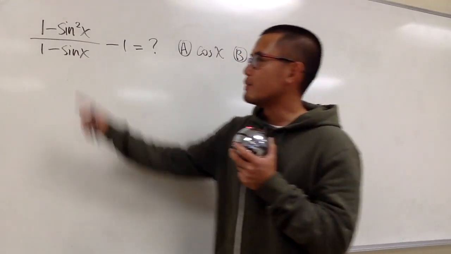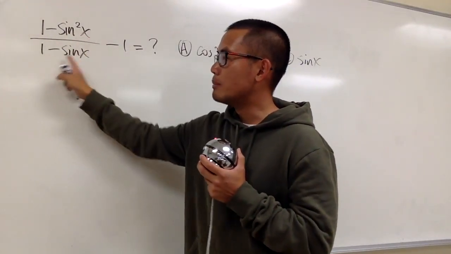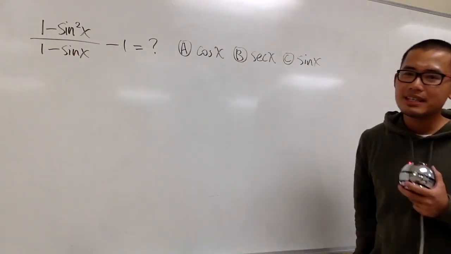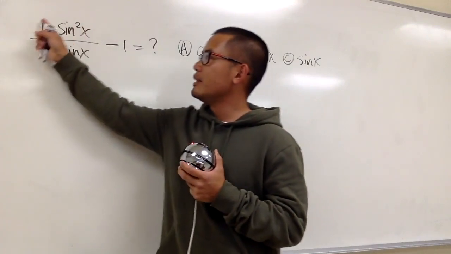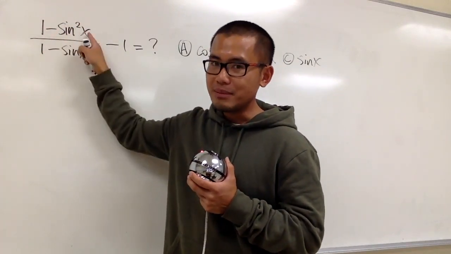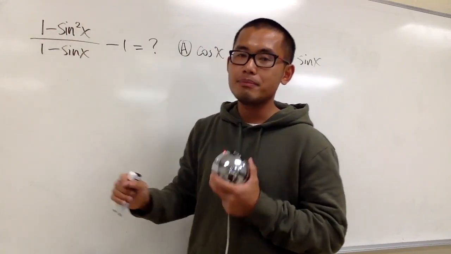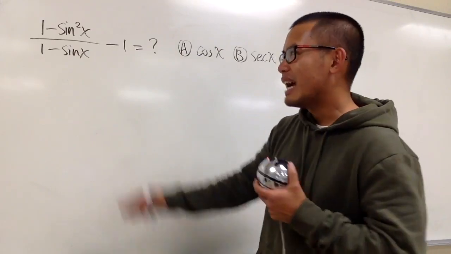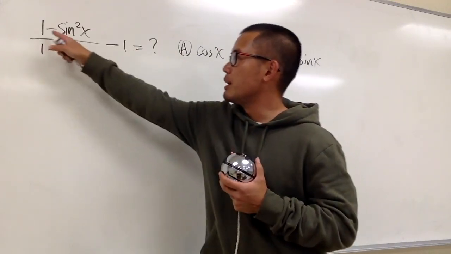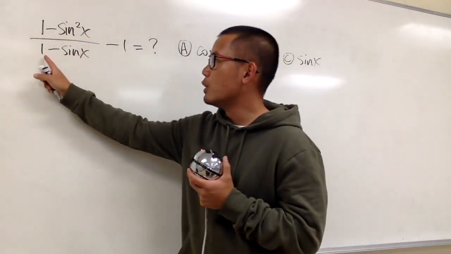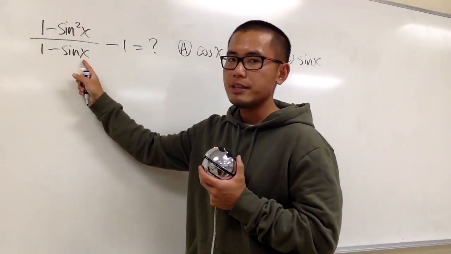For this question, we have 1 minus sine squared x over 1 minus sine x, and then minus 1 is equal to which of these right here, right? Well, yes, I noticed that on the top, 1 minus sine squared x is the same as cosine squared x. But I'm not going to do that because it wouldn't do us any good, right? I cannot simplify anything if I replace the top with cosine squared x. Because I noticed that on the bottom, we do have 1 minus sine x, right?